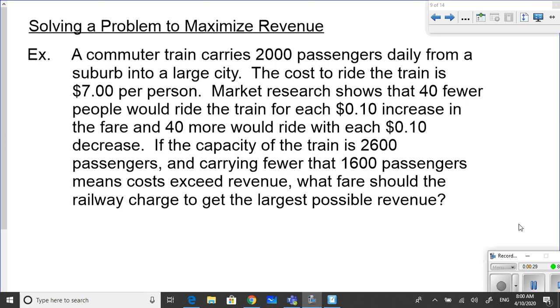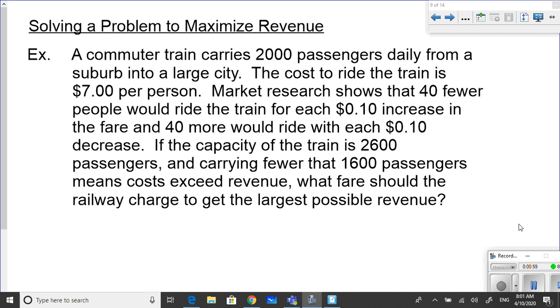Okay, so here's the situation. A commuter train carries 2,000 passengers every day, daily, from a suburb into a large city. The cost to ride the train is $7 per person. Now, the company's done some market research, and it shows that if they change the $7 per person by 10-cent increases, so if they raise it to $7.10 or $7.20, for every fare increase, it's going to result in 40 fewer people taking the train.